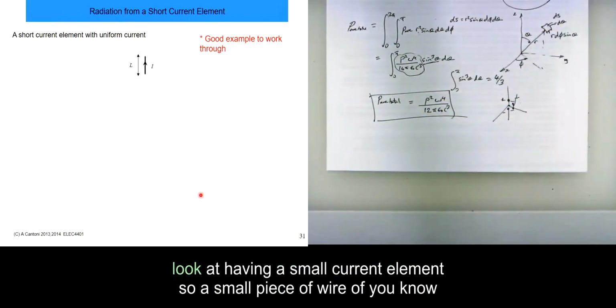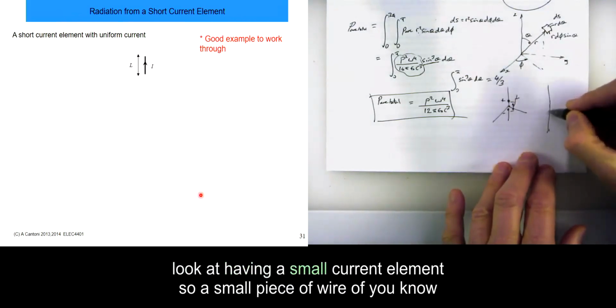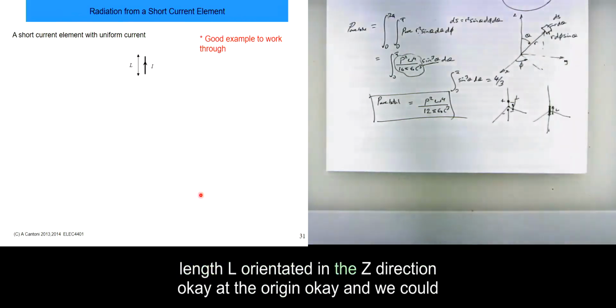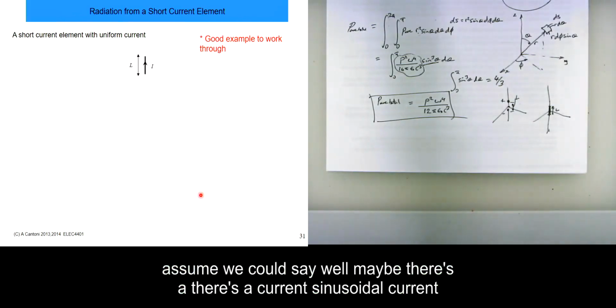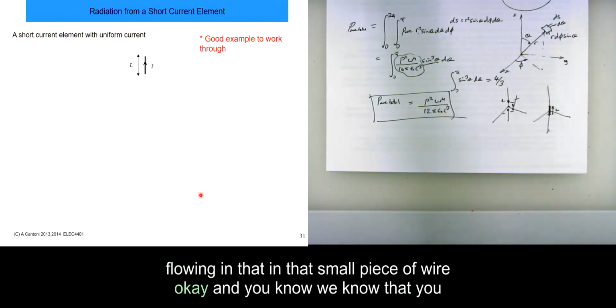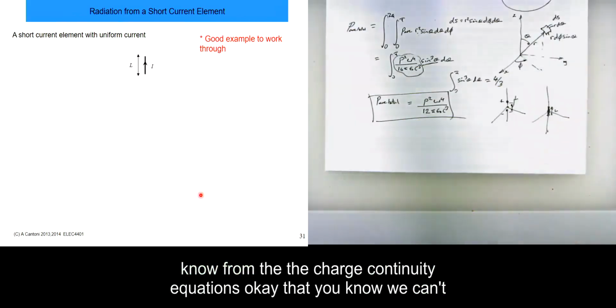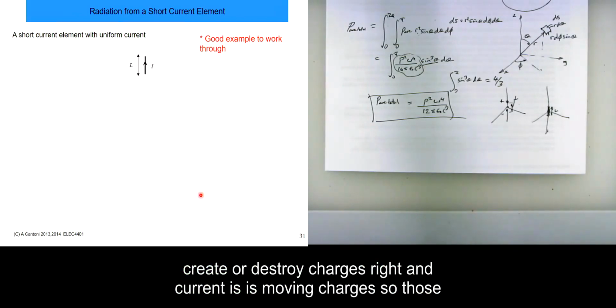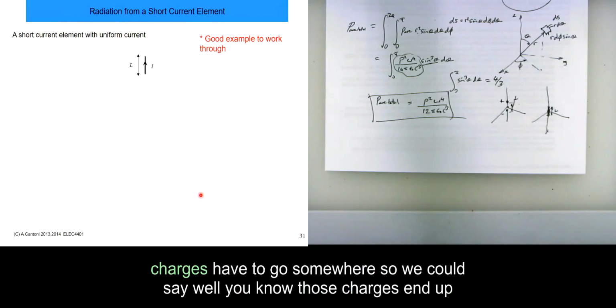Okay, we could also look at having a small current element, a small piece of wire of length L, oriented in the z direction at the origin. Maybe there's a sinusoidal current flowing in that small piece of wire. And we know from the charge continuity equation that we can't create or destroy charges, right? Current is moving charges, so those charges have to go somewhere.